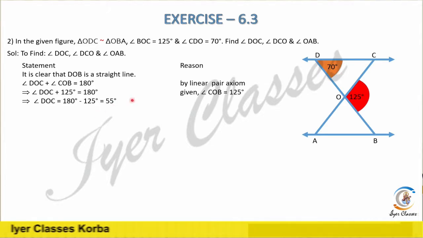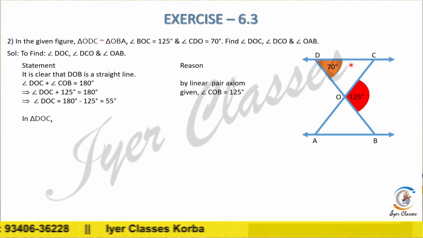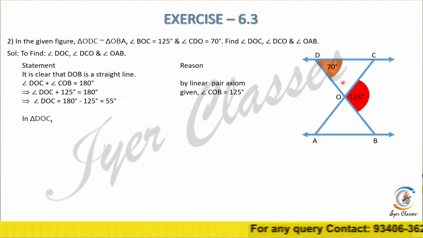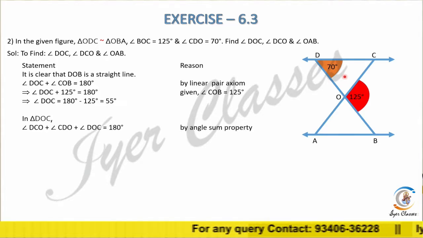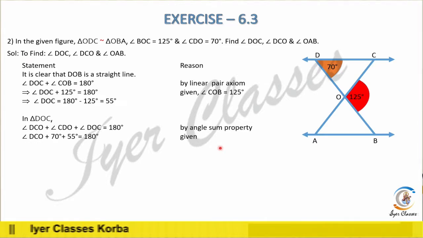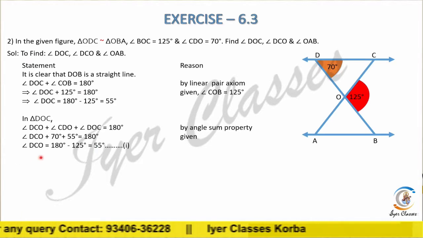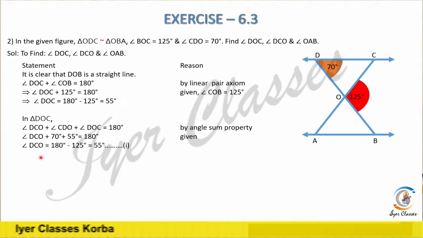Now look at the triangle DOC. In this triangle, one of the angles, CDO, that is this orange angle, is given as 70 and we have just calculated that angle DOC is equal to 55 degrees. Now we know two angles in a triangle, so we can use the angle sum property to get the third angle. So angle DCO plus 70 plus 55 is equal to 180. If you calculate the value of angle DCO, we will get that it is equal to 55. So we got the angle DCO.